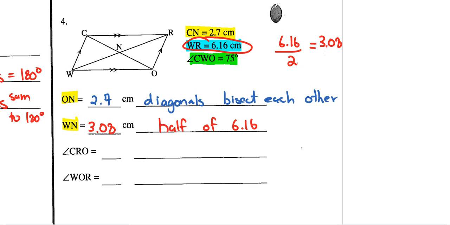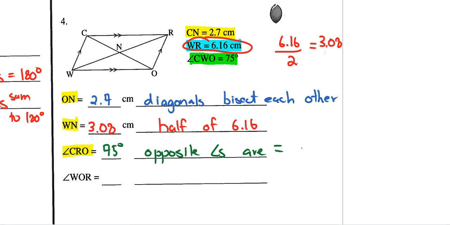Now let's move on to the next angle here, angle CRO. CRO is right here, so that's this entire angle. Now I know that CWO, which is over here, is going to be 75 degrees. Since we're dealing with a parallelogram, we know that opposite angles are equal. So this has to be 75 degrees, and the reasoning is that opposite angles are equal.